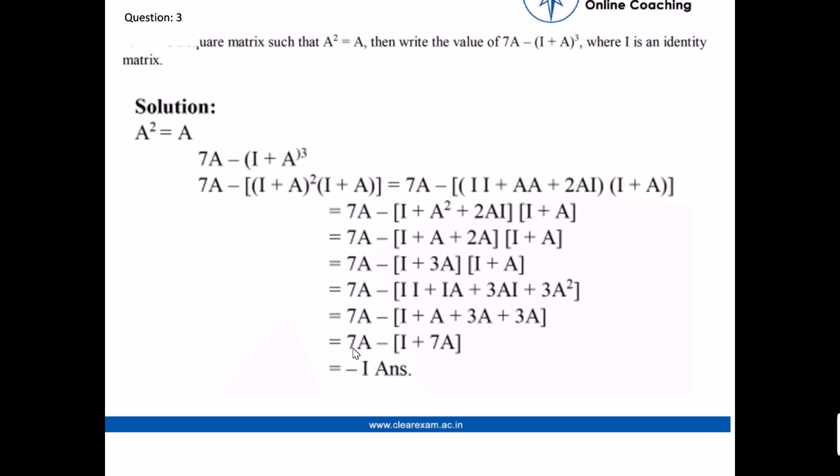So we get 7A minus (I plus 7A matrix). So we just simply open the bracket and we get minus identity matrix. So here we have the value of this equation. Thank you.